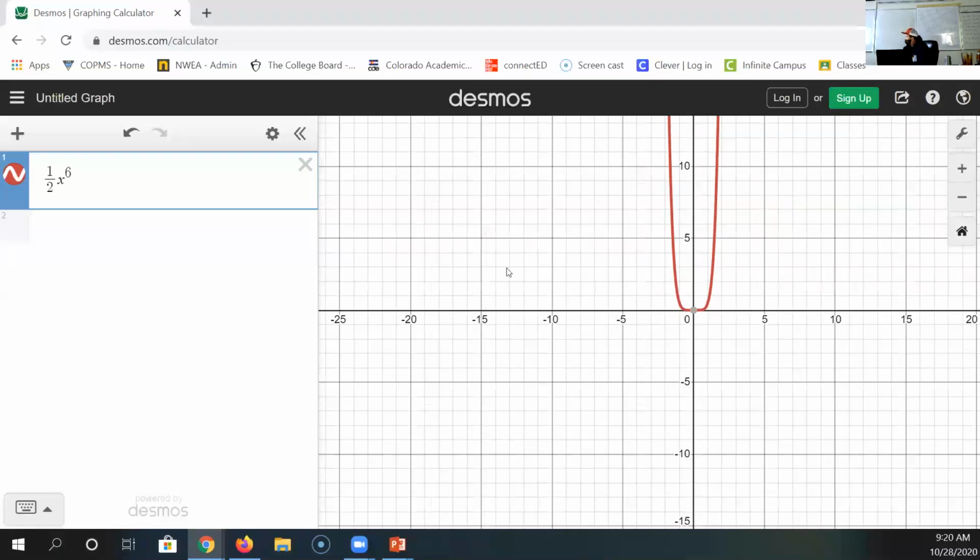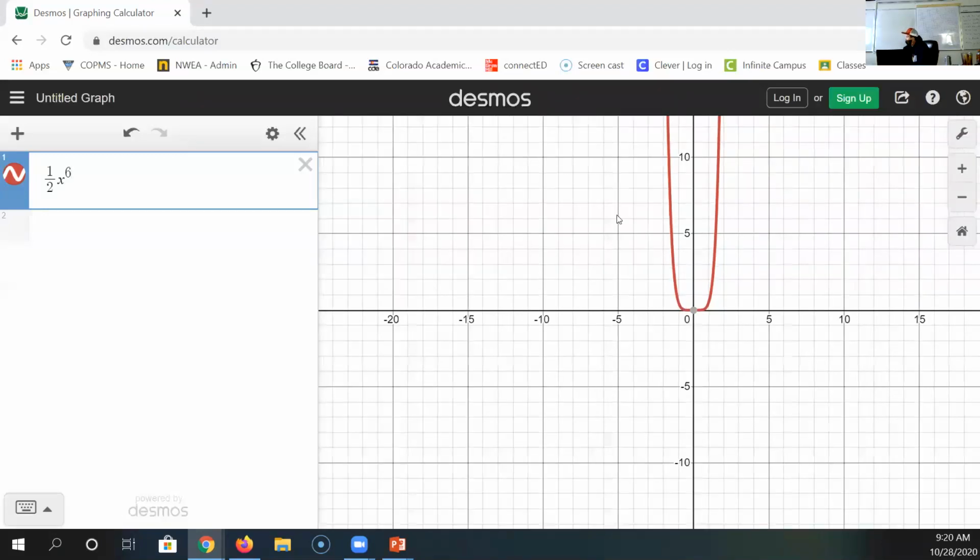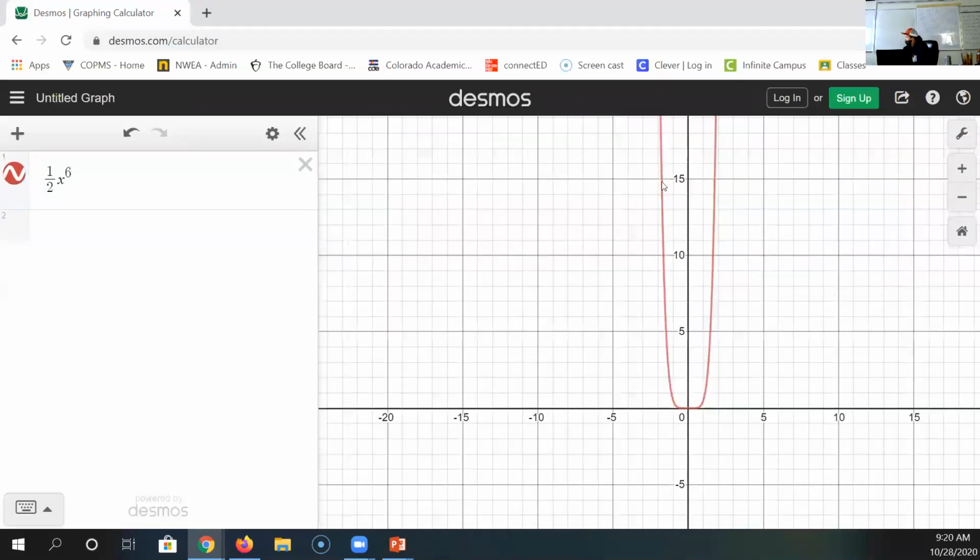Domain, continuous, negative infinity to positive infinity. End behavior: as x goes towards negative infinity, f of x goes towards positive infinity, and x towards positive infinity, f of x towards positive infinity. It's decreasing from negative infinity to 0 and increasing from 0 to positive infinity. Okay, you can see all of that from the graph.